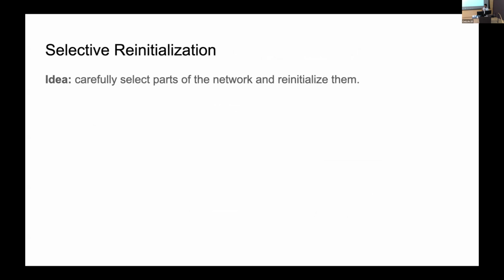Okay, so a class of algorithms that has been proposed to mitigate this phenomenon are based on selective reinitialization. What does this mean? It means that you carefully select parts of the network that you think are not contributing much or have lost their plasticity, and you reset them because you know that the initial distribution was good and that was allowing you to learn.